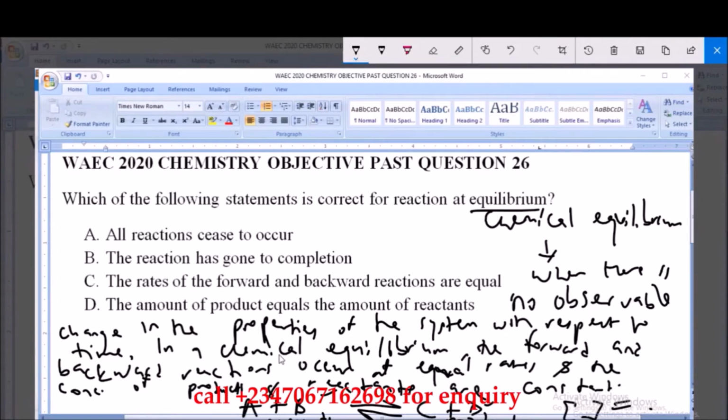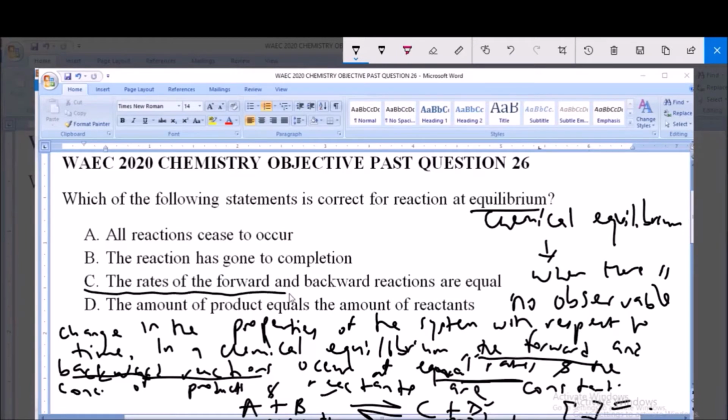So as we have seen here, option C says the rates of the forward and backward reactions are equal, and we have discussed that in this explanation we gave, that the forward and the backward reactions occur at equal rates. So that is one of the statements that describes a chemical equilibrium. Therefore, option C, the rates of the forward and backward reactions are equal, is correct for a reaction at equilibrium.